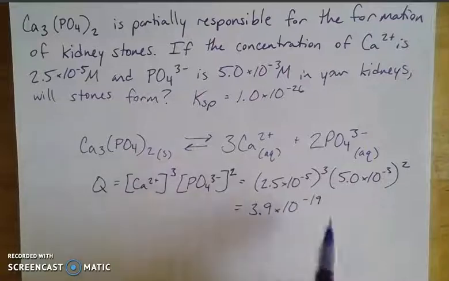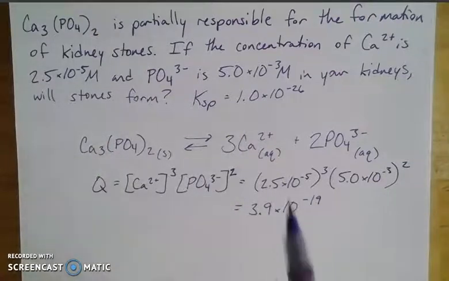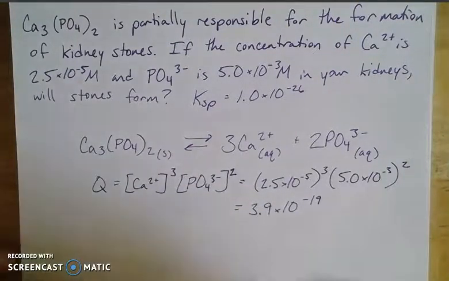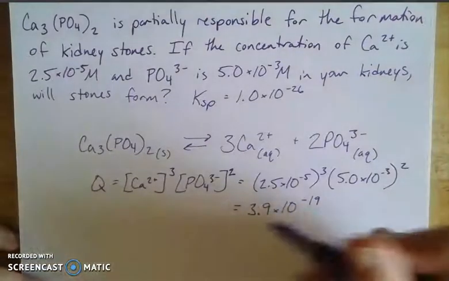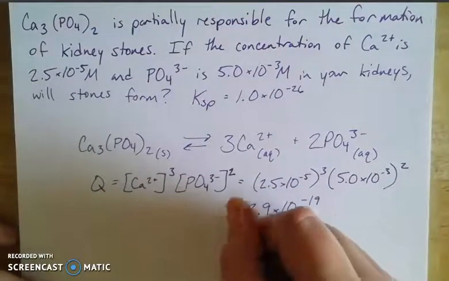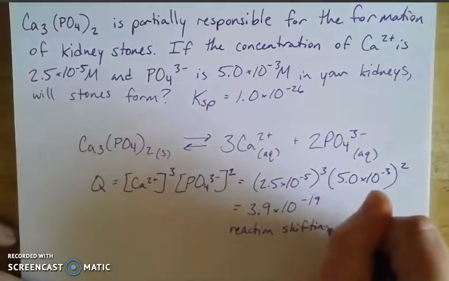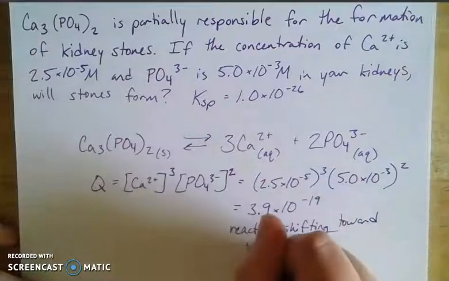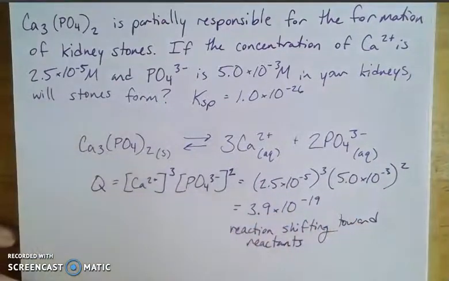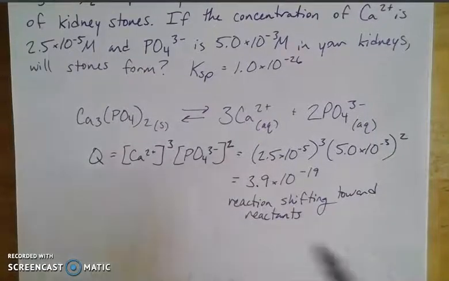And so I'd say, okay, let's compare this to KSP. This number is larger than my KSP. If I have a larger Q than a K value, that means my reaction is going to shift towards the reactants. So the reverse reaction is moving forward, if you wanted to think about it that way. Let's just say that the reaction is favoring the reactants. And again, the goal of this is really to attain equilibrium, so we need to shift towards the reactants.